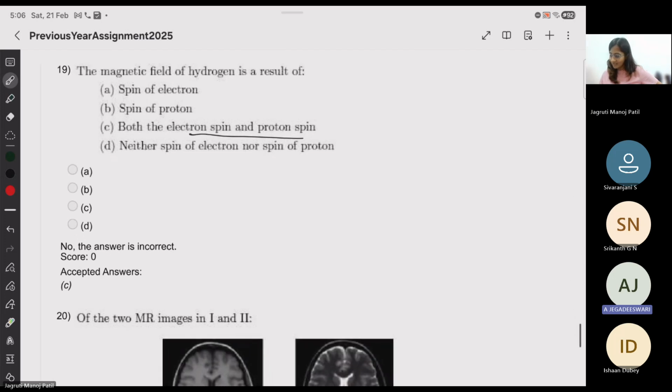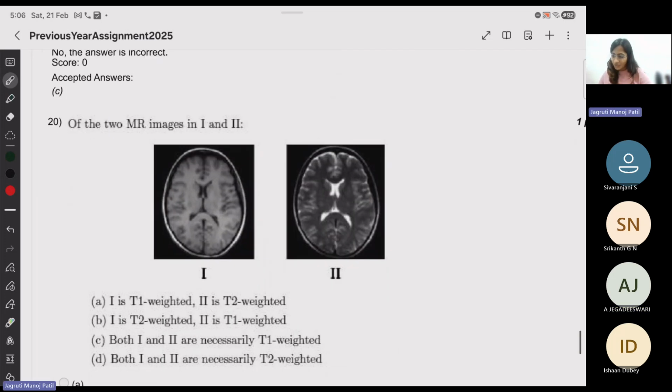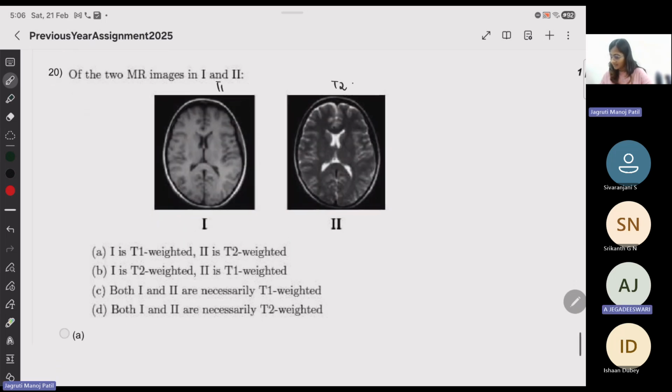Of the two MR images, which one is T1 and which is T2? Now it should be easy for you to recognize. One is T1, and the second one is T2. It has more defined color.